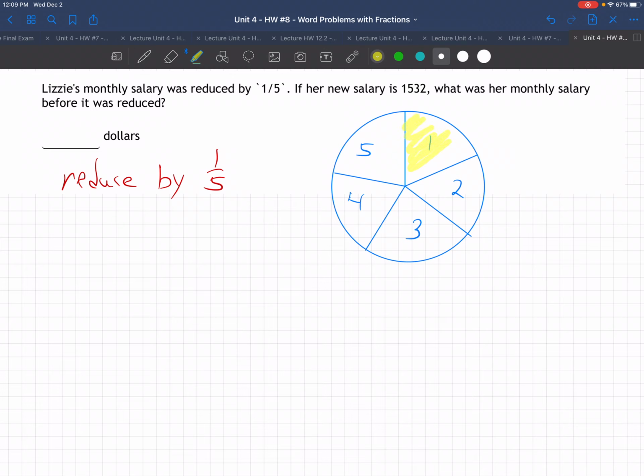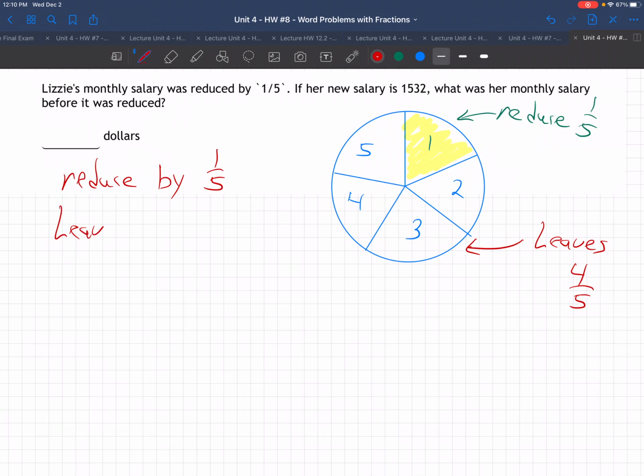So if we take this right here, if we reduce 1/5, then how much does that leave? That leaves 4/5, doesn't it? If you reduce something by 1/5, if you take 1/5 away, it leaves 4/5. So that's the idea of reducing by a fraction. If you reduce her salary by 1/5, that means they left 4/5.